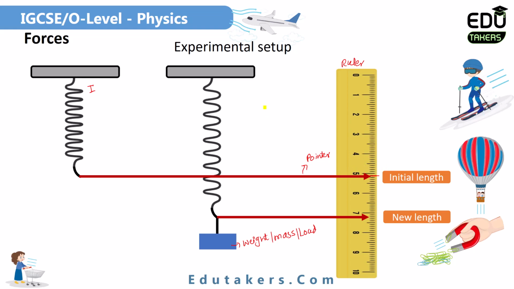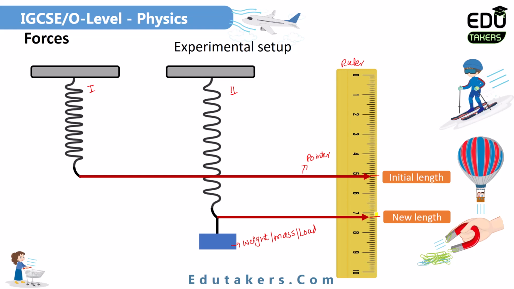Next, second situation is given here. The same spring is here, but now you attach the load. When you attach the load with this spring, then what will happen? The length of the spring changes. You have to note the reading of that length with the help of the pointer on the ruler. So the second reading basically comes from here. This is the new length of this spring.